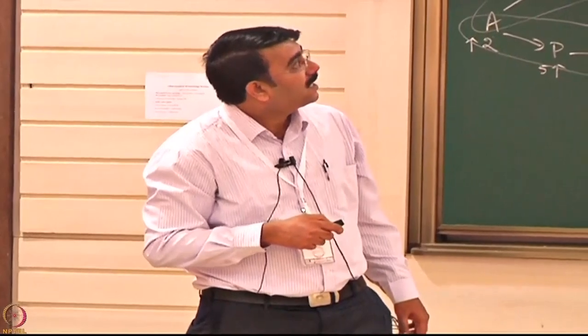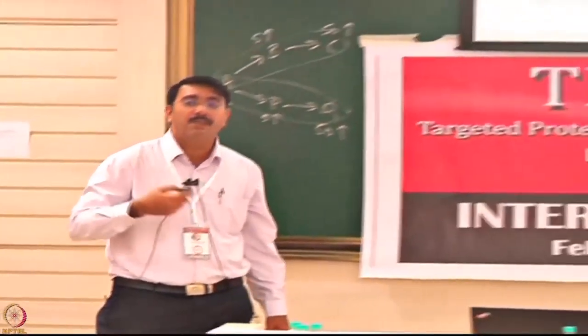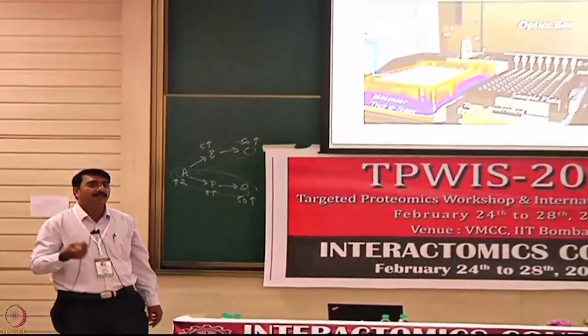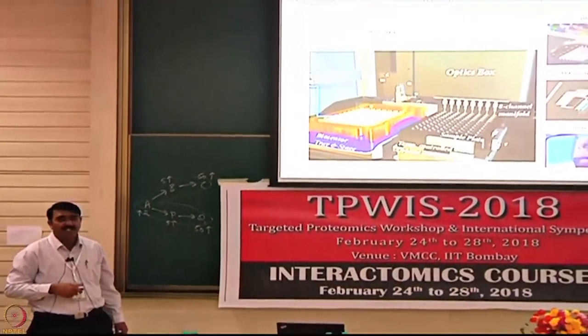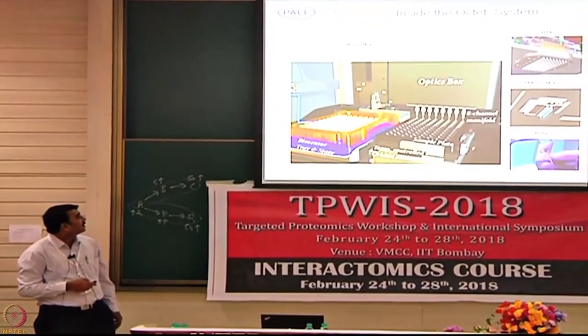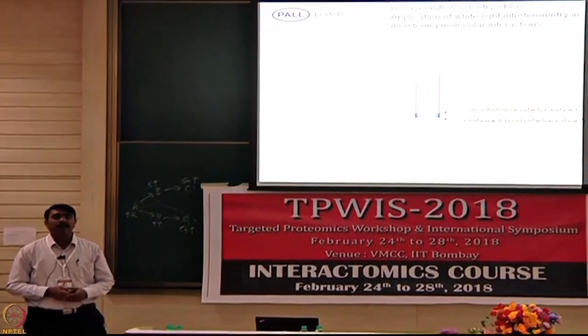We have a 96-channel instrument here. 96 interactions you can perform in one go. And we have a 16-channel instrument, where 16 interactions you can perform in one go. We have a single channel also, and two channel. Even we have a two-channel automated instrument. So what exactly is the principle behind this?